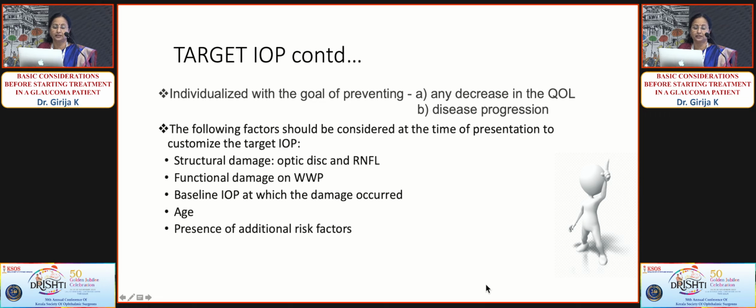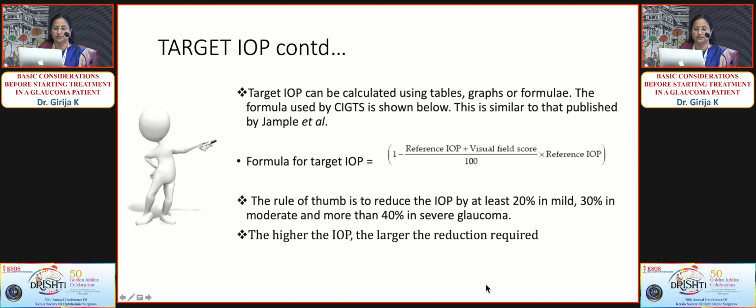So what are the factors you should consider? You should consider the age of the patient and the disease, the structural damage, the functional damage, and the baseline IOP at which the damage has occurred. Also consider other additional risk factors like comorbidities and ocular diseases. Target IOP can be calculated by formulae, or there is the rule of thumb which states that mild disease requires 20% reduction, moderate 30%, and more than 40% in severe glaucoma.